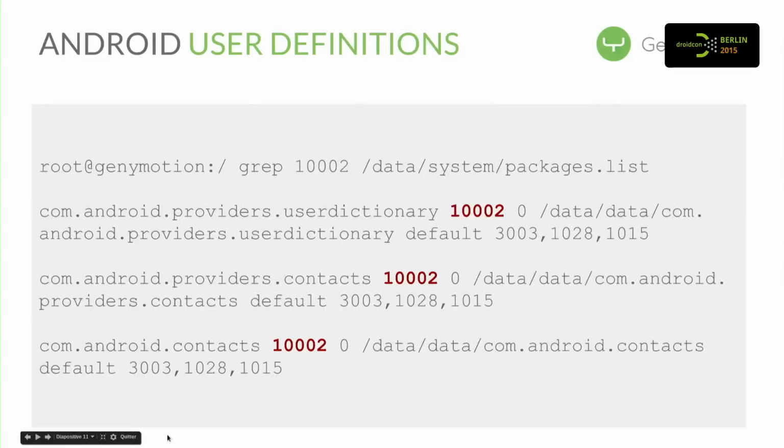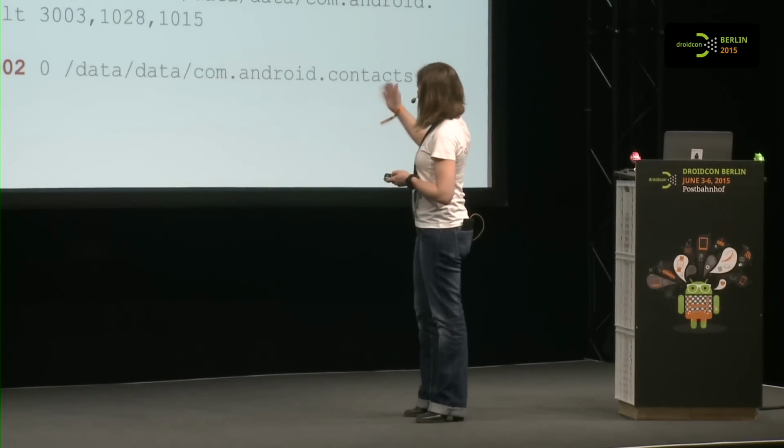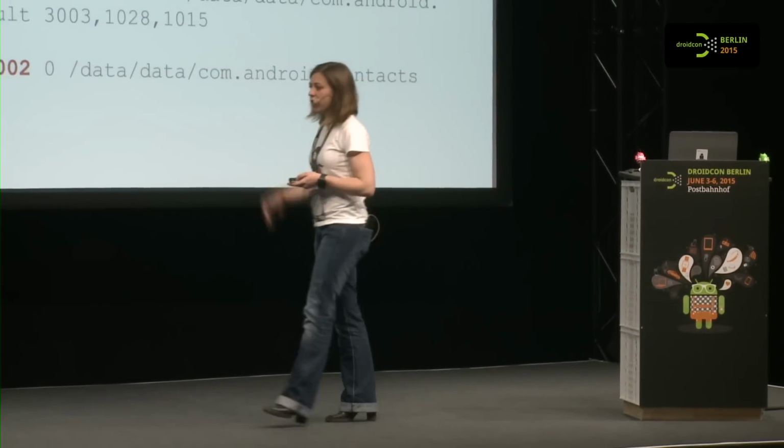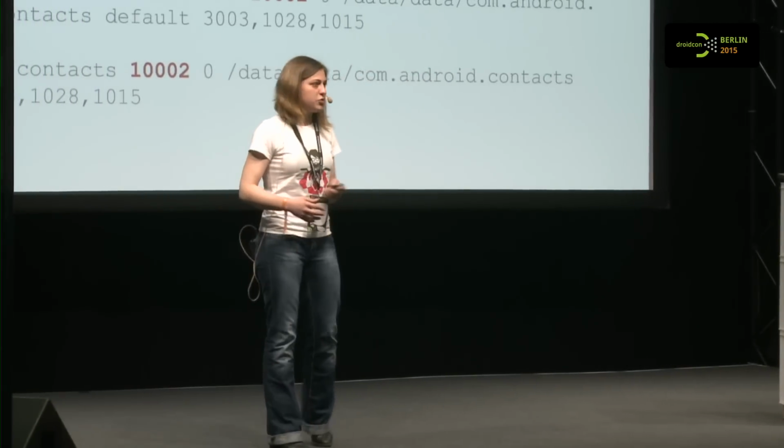So let's go further. Sometimes when you're developing an app, you use a very special option called Share User ID, which means that, in fact, all the applications using this option will have the same user ID. So if you say the same user ID as system, your application will have the system user ID. For example, the user dictionary and contacts have the same user ID, so that means the applications have been declared with a share user ID option.